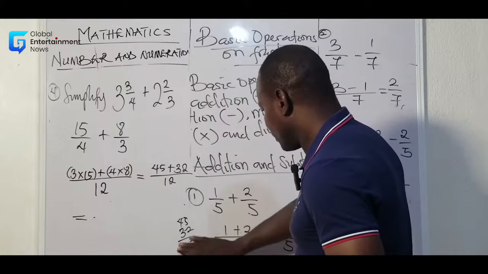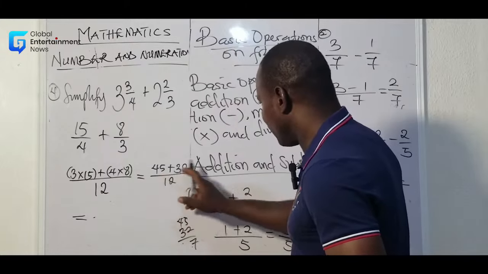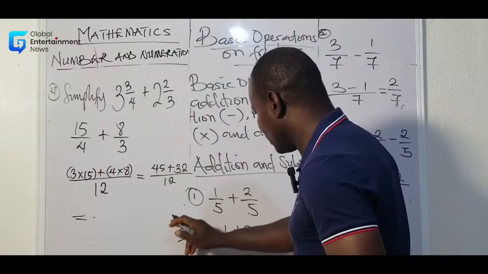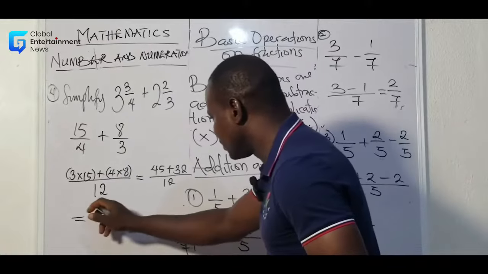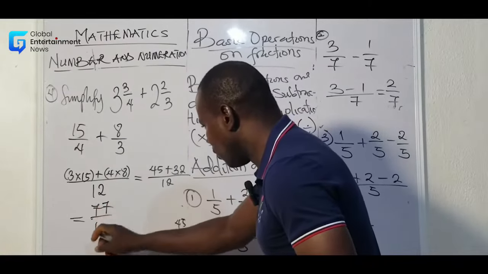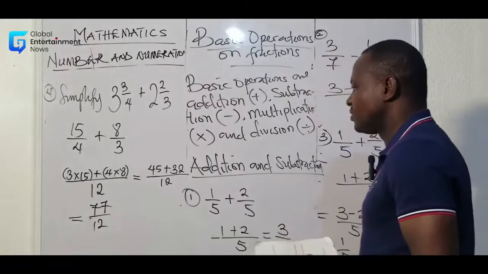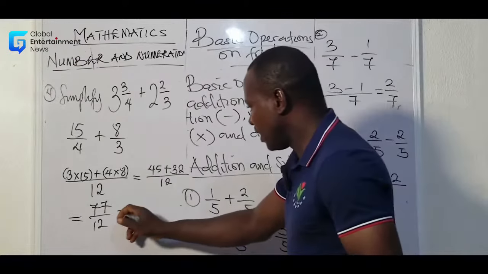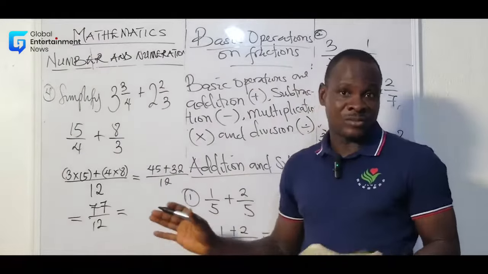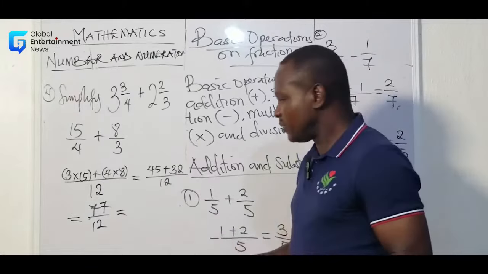127. That is 45 plus 32, 7. 4 plus 3 is 7. So 77 over 12. This is correct. 77 over 12. Now, you have to be patient. If you are solving something under this form, you have to be patient.